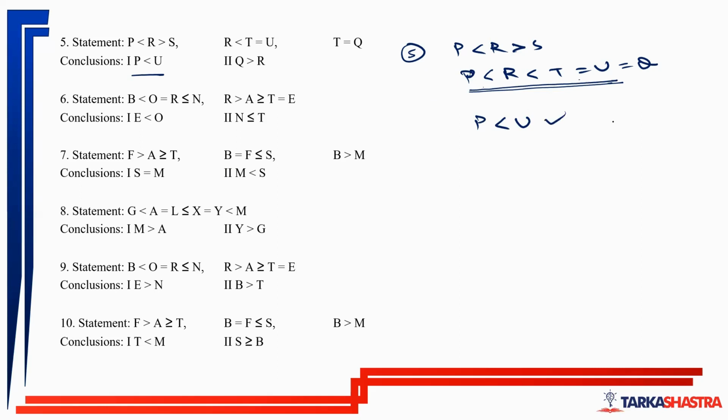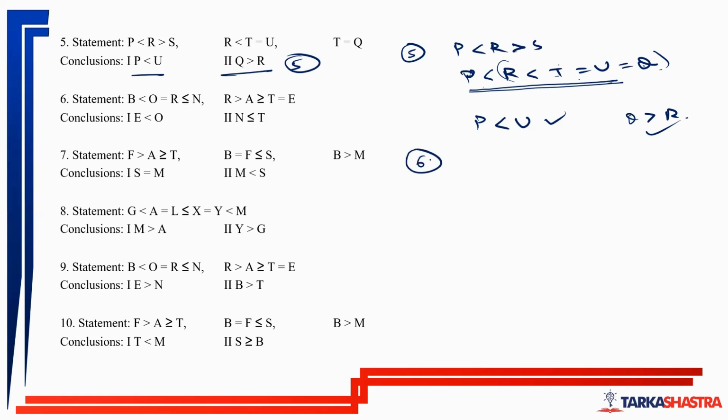Right. Second conclusion, Q is greater than R. Yes, Q is greater than R. If T is greater than R, then definitely Q is also greater than R. This conclusion also follows. So both the conclusions follow, which is option 5.